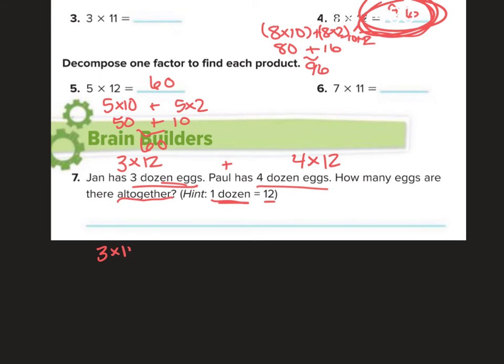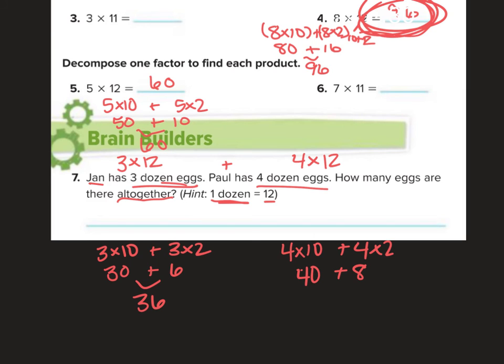3 times 10 plus 3 times 2. So I'd get 30 plus 3 times 2 is 6. 36 eggs is how many Jan has. And then Paul has 4 times 12. So I'm going to do 4 times 10 plus 4 times 2. 4 times 10 is 40. 4 times 2 is 8. So 4 times 12 is 48.